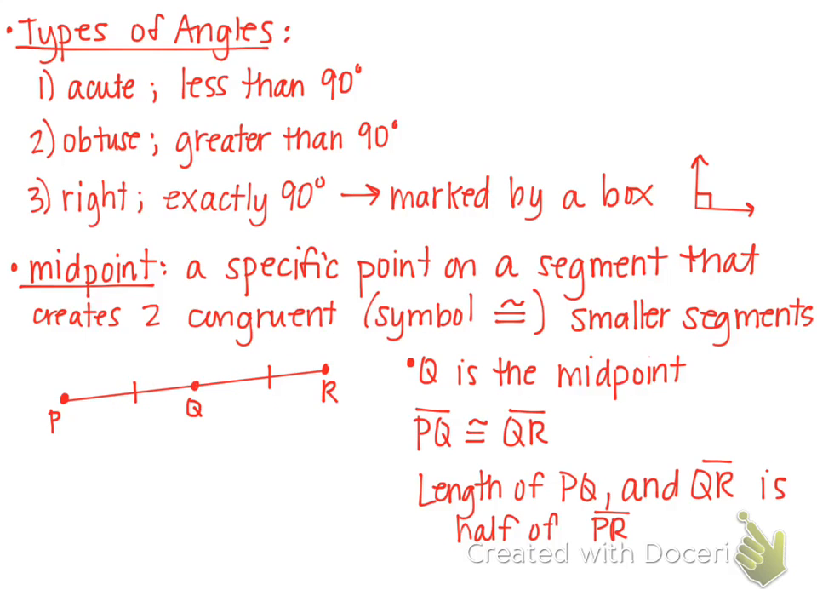And another thing you need to know is that the length of PQ and QR is exactly half of PR, because you're cutting it in half, so that means that the measurement of PQ is half the measurement of PR.